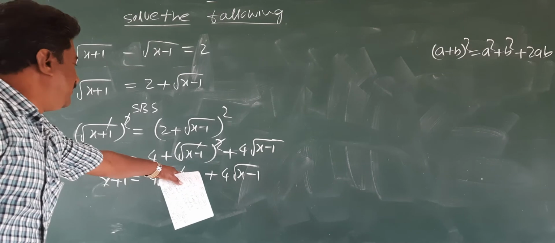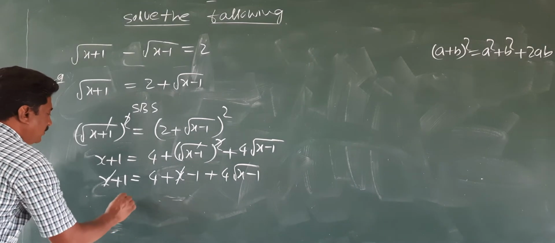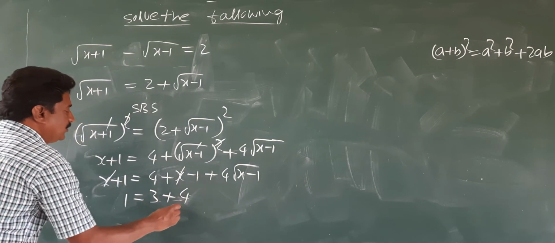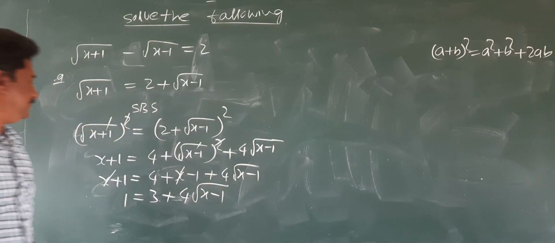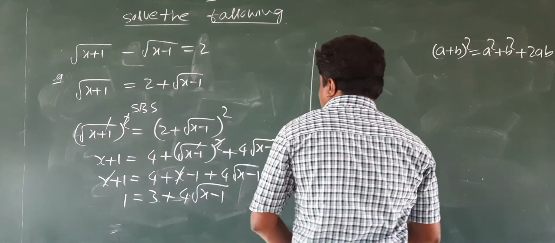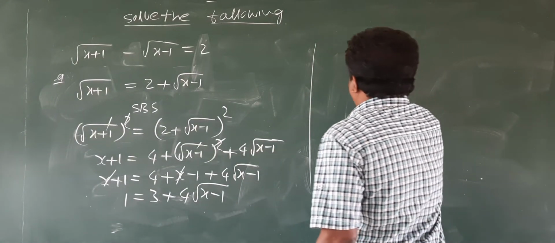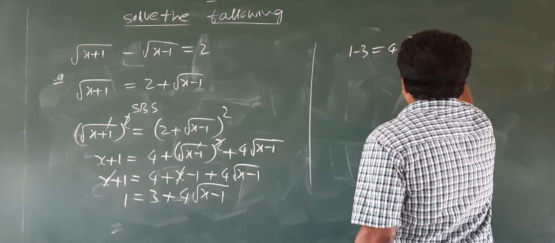Because if I bring plus x to this side, it becomes minus x. x minus x is 0. So now it is 1, equal to 4 minus 1, 3, plus 4 into root x minus 1. Bring that 3 to this side. So it is 1 minus 3 is equal to 4 into root x minus 1.